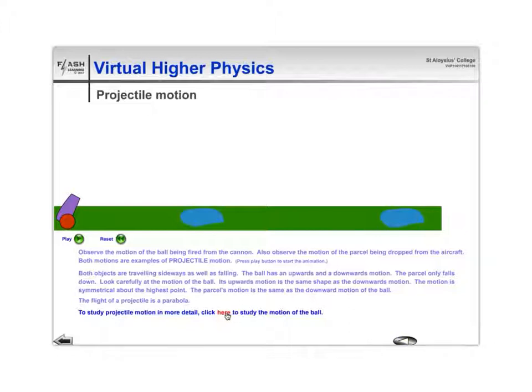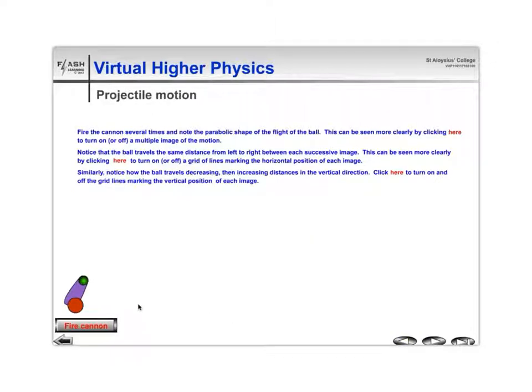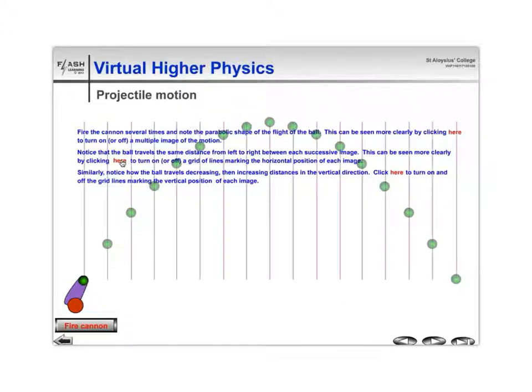And now if we look at the projectile motion in a bit more detail, we'll fire the cannon here and note the parabolic shape. Now we can click and see the individual pictures of the ball at each point. So each distance is the same horizontally between each time frame here, and that shows a constant horizontal speed.